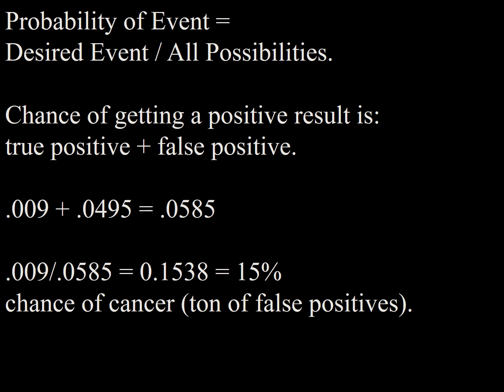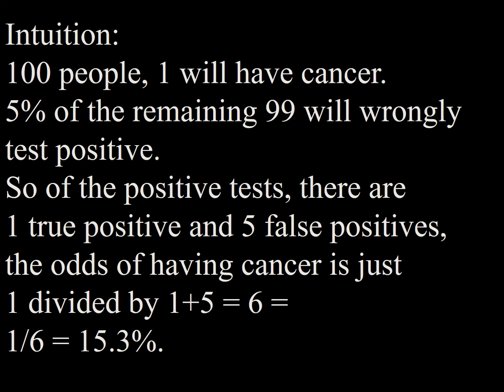And so what's the intuition? Why is this 15% correct, and why is our intuition about 90% wrong? Well, it basically revolves around a ton of false positives. So let's think about it. So here's the intuition. We have 100 people, and one will have cancer. 5% of the remaining 99, however, will wrongly test positive.